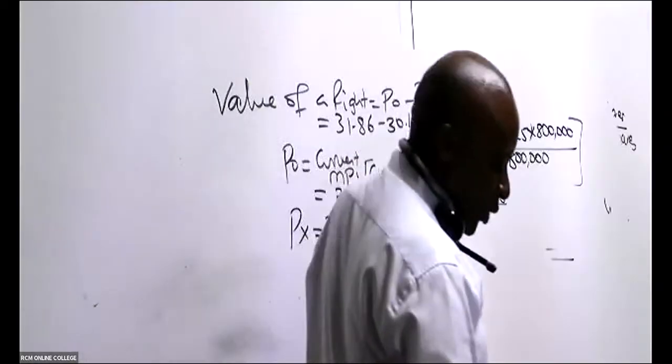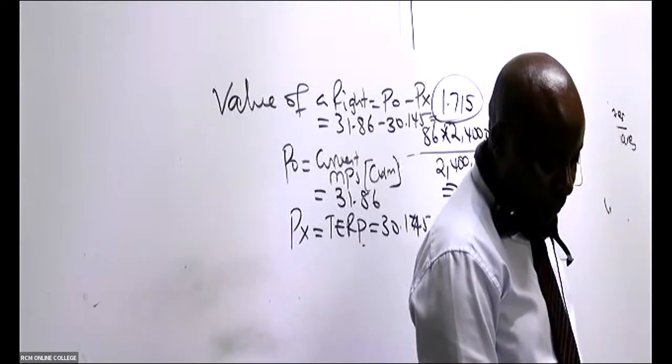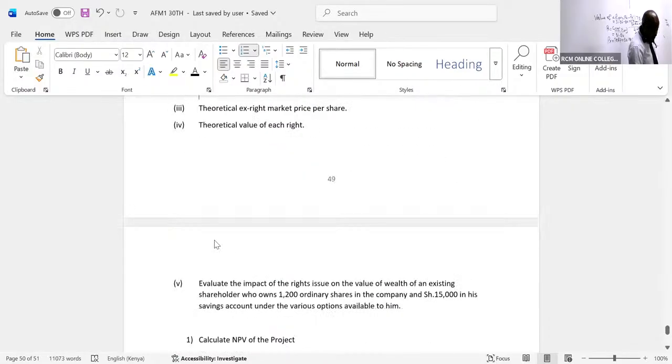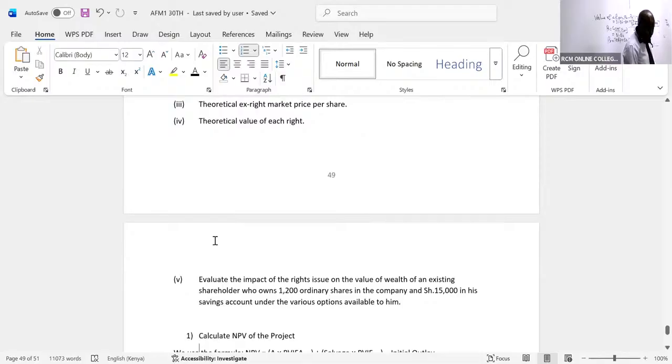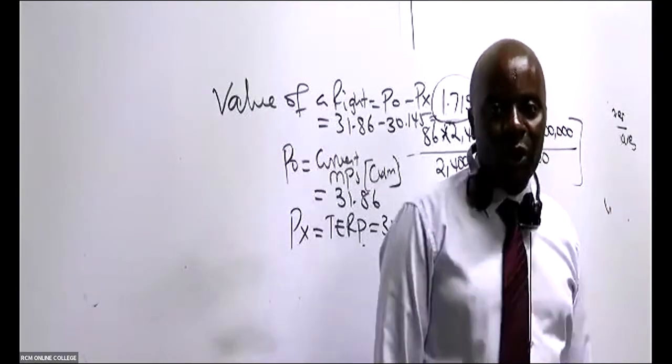So in our next class, you can see they want us to look at a shareholder who is problematic. They want us to evaluate the impact of the rights issue on the wealth of an existing shareholder who owns 1,200 ordinary shares in the company and has shillings 15,000 in his savings account. What are the various options available to him?